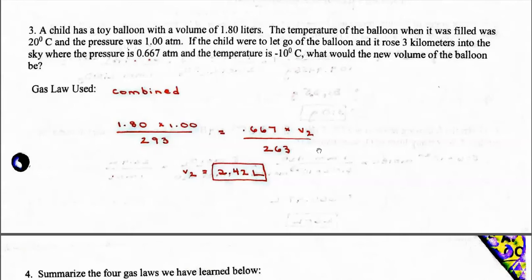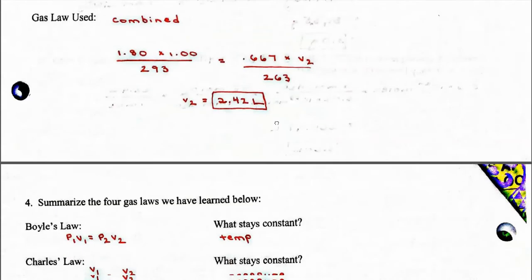Okay, here, same thing, I'm just plugging in my values. What you then need to do, you'll take 1.8 times this times that equals this times this times this. Okay, that's just cross multiplying. Then what you'll end up doing to solve for V2, divide both sides by whatever you get when you multiply 293 and 0.667. So divide both sides by the product of 293 and 0.667, and you'll get 2.42 because you wanted 3 sig figs. All right, next one.